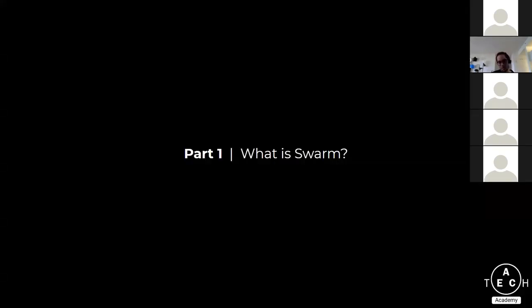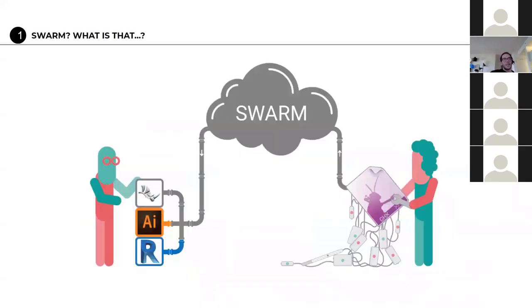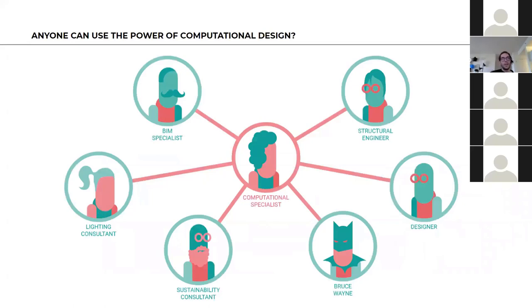So part one, what is Swarm? Like I said, Swarm is kind of a cloud-based computational powerhouse where you can use Grasshopper-based applications in different other software like Rhino, Illustrator, and Revit, for this particular example. The discussion of how Swarm came about really became the idea of many different practices and people who want to be able to use the power of computational tools within their software or just in general within their workflows.